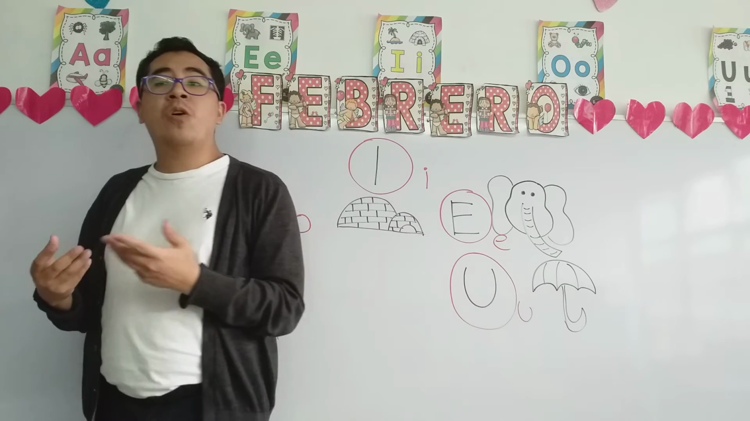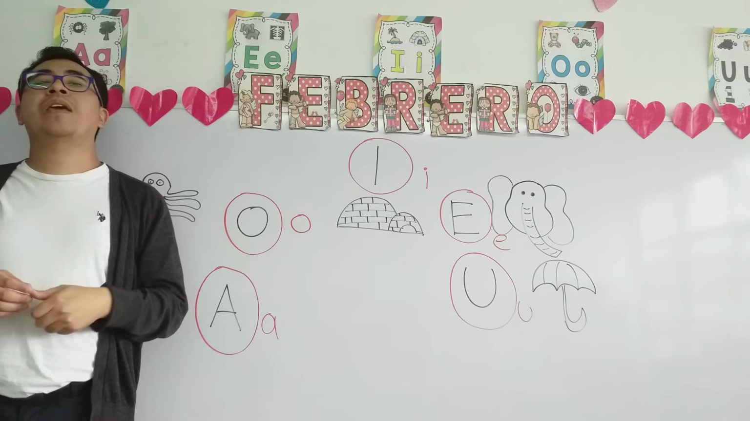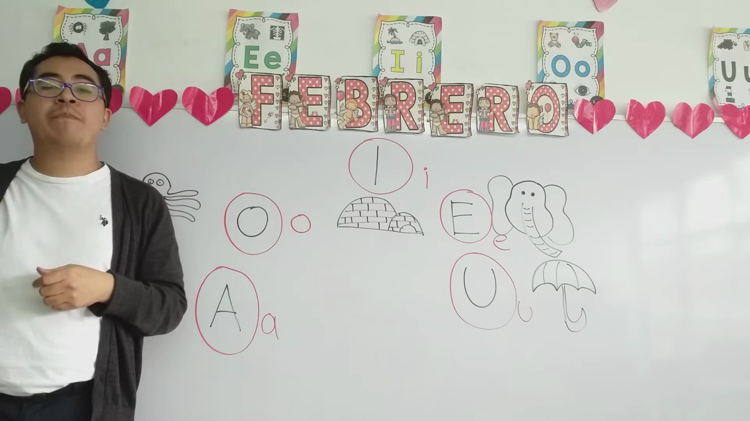Now, of course, all of the vowels, we can use them for two things. To mention names of objects and names of people.